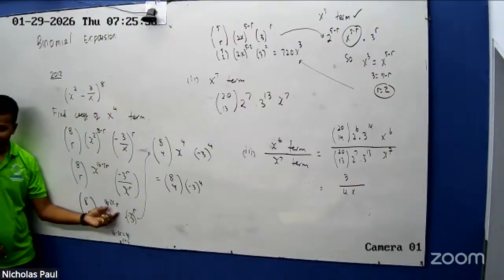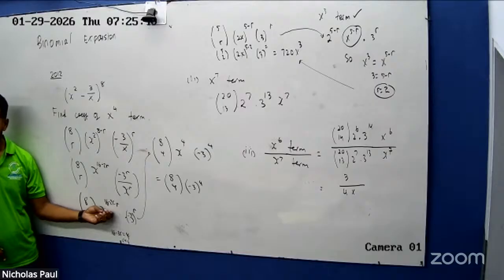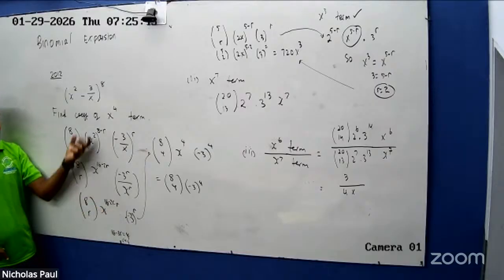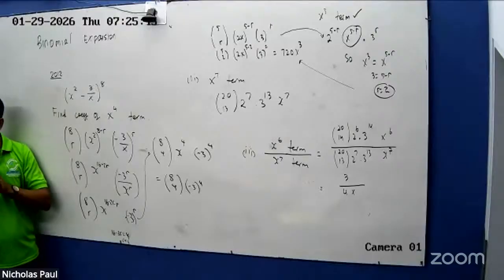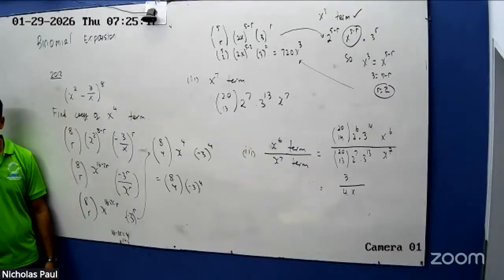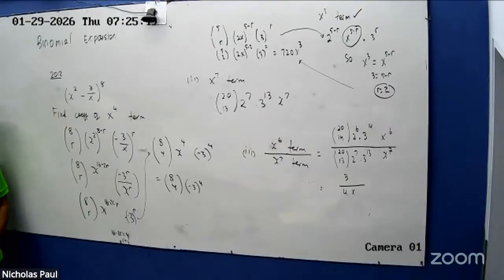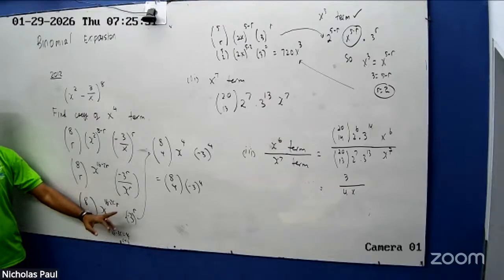You follow what I did here, right? So whenever you have more than one x term, you put them together and then equate it to x to the 4th. This is equal to x to the 4th.